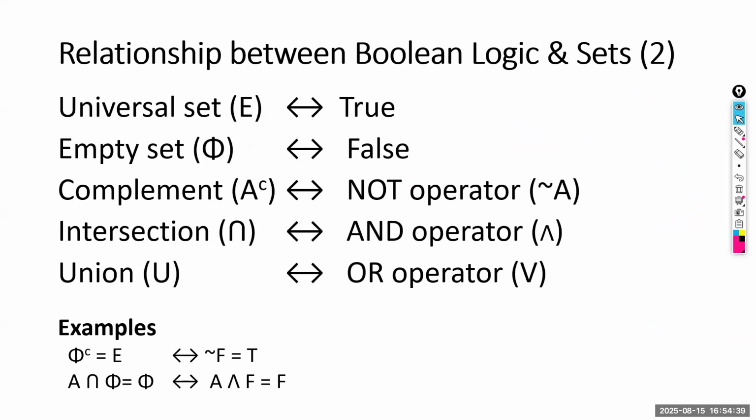So I told you there's sort of a one-to-one connection between sets and logic. Universal set is true. Have you ever thought of that? Empty set is false. Complement is NOT logic. Intersection is AND logic. Union is OR logic. And if there's a rule in sets, there's a high chance there's a similar rule in logic. There's a De Morgan rule in sets, De Morgan rule in logic. Distributive law in sets, distributive law in logic.